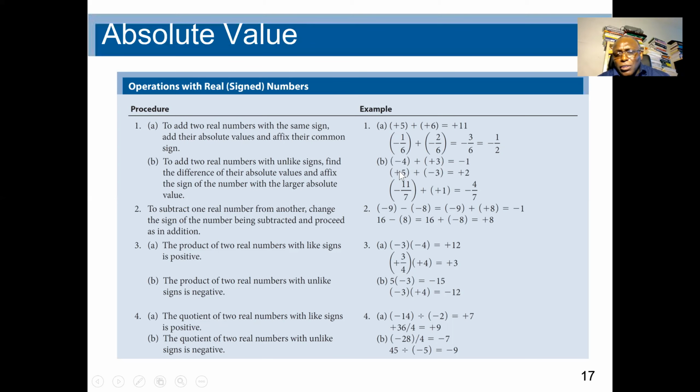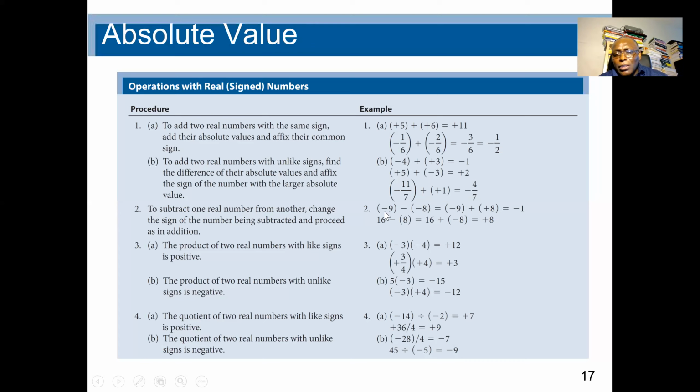The next one, we have +5 plus -3. Again, the signs are different. So find the difference between the two. The answer is 2. But since 5 is bigger than 3 and 5 is positive, the answer will be +2. The same thing applies to the next example, -11/7 plus +1. -11/7 is greater than 1 in magnitude. So find the difference of the two. You get -4/7. The reason why it's negative, again, is that -11/7 is greater than 1.